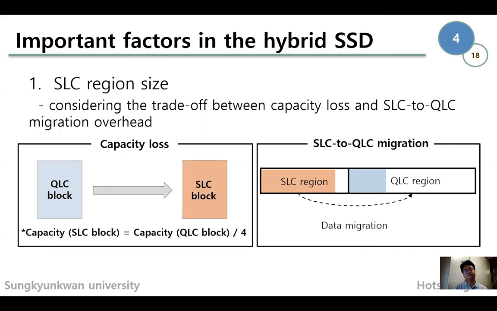On the contrary, a too small SLC region will result in high migration costs, increasing the write latency and write amplification factor. This is because data in the SLC region must be migrated to the cache region when the free blocks in the SLC region are insufficient.